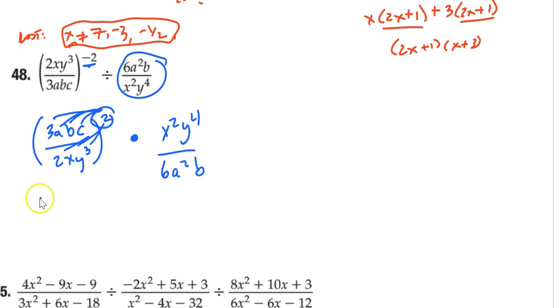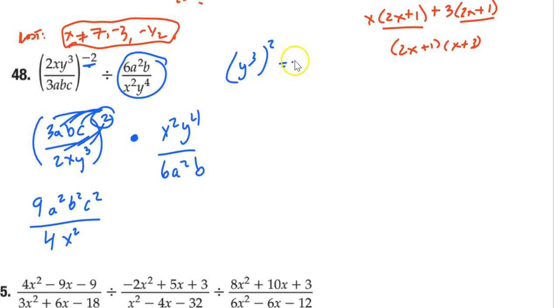Right, so that becomes a 9. 3 squared is 9. That's an a squared, a b squared, a c squared. 2 squared is 4, because that 2 goes to everything. An x squared. Y cubed squared, remember a power to a power, you multiply those, so y to the 6th. And then this side just leaves it the way it is.